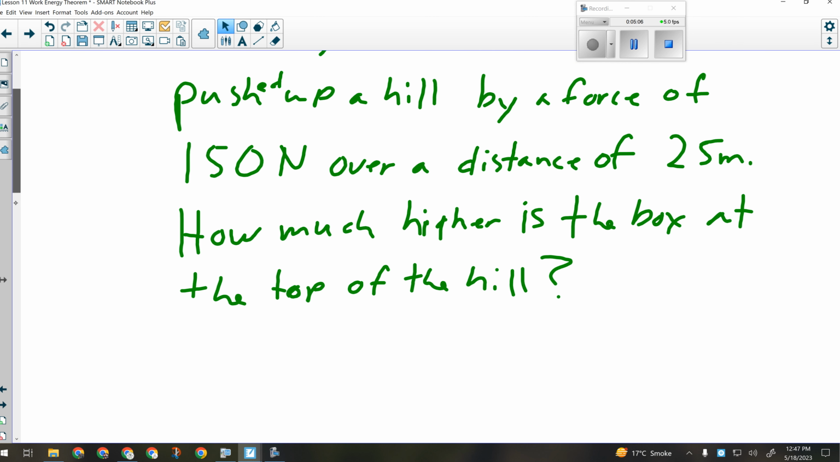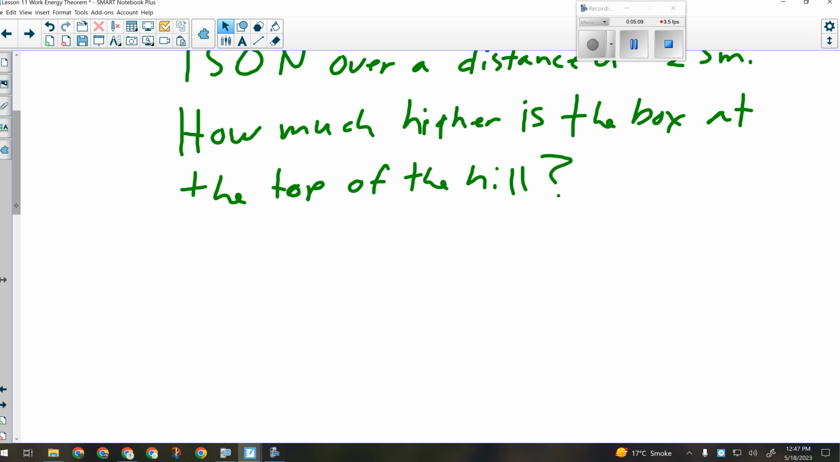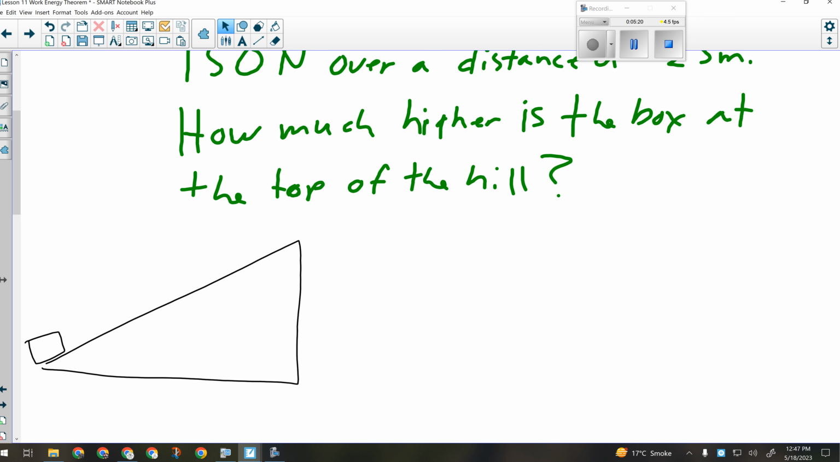So if we're pushing a box up a hill, sometimes it's handy to just draw a picture of the situation. I do it all the time, even though I can't draw. So we push something up a hill. We're gonna start here at the bottom of the hill. What's my height here? 0. So this can be part of my givens. My initial height is 0 meters. They want to know how high I am here. That would be my final height. Agreed? So I'm looking for that.